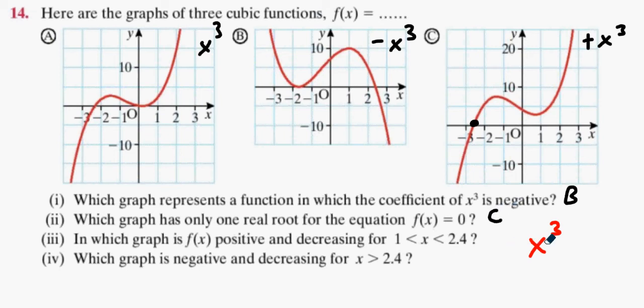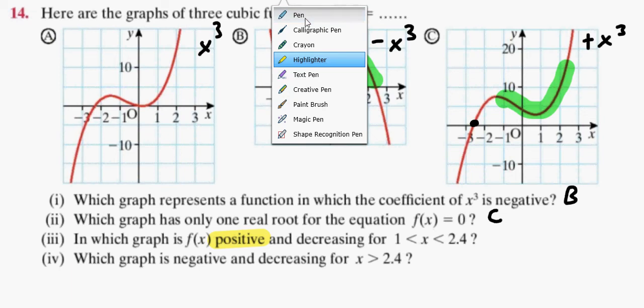Which graph is positive and decreasing? What does positive and decreasing mean? Yeah, positive is above the x-axis, and decreasing means on its way down. So which one does that in between 1 and 2.4? So there's 1 and that one's already on its way back up again, isn't it? 1 and 2.4? That's it there, isn't it? It becomes negative. It's still on its way down, but it becomes negative. Alright, so what do you reckon?